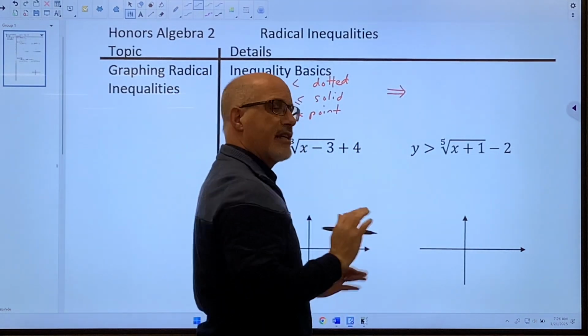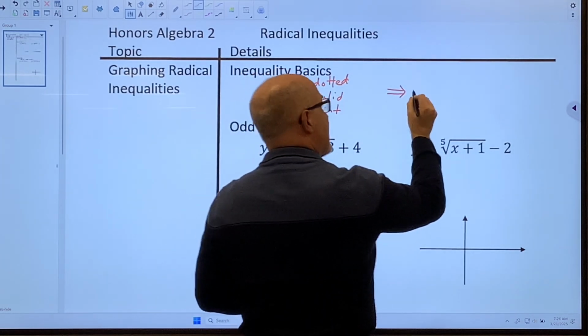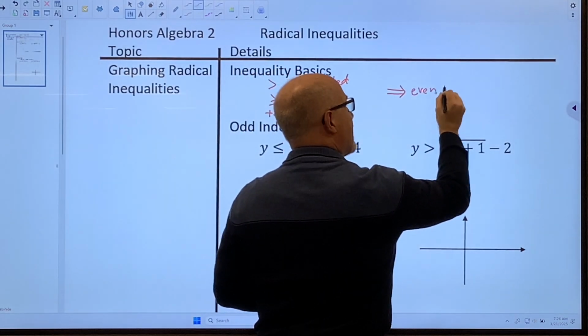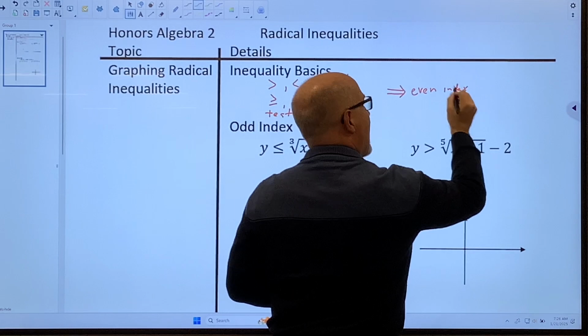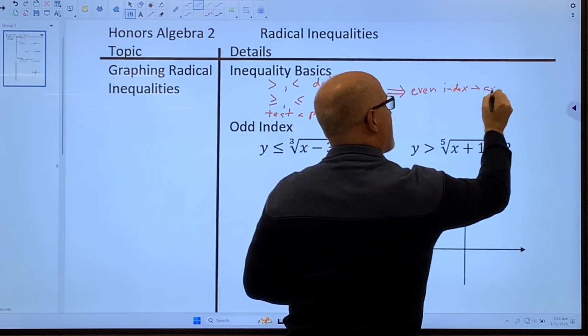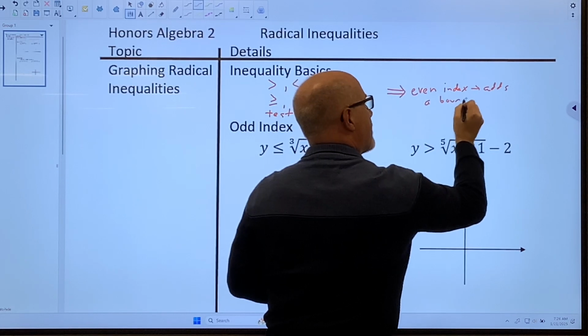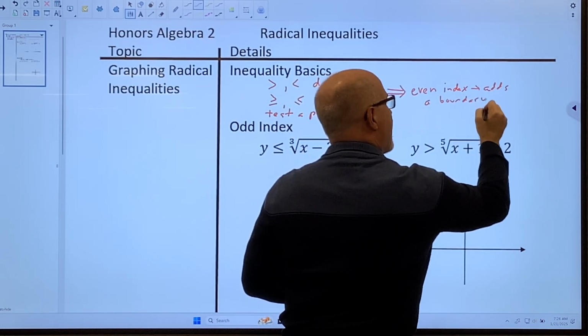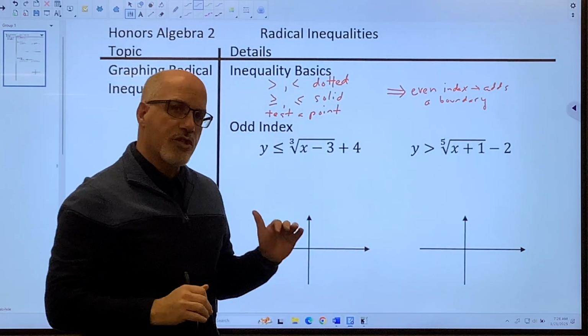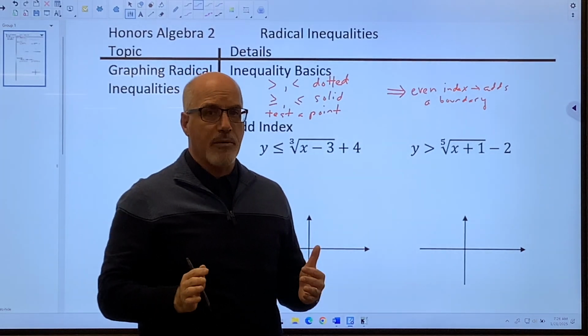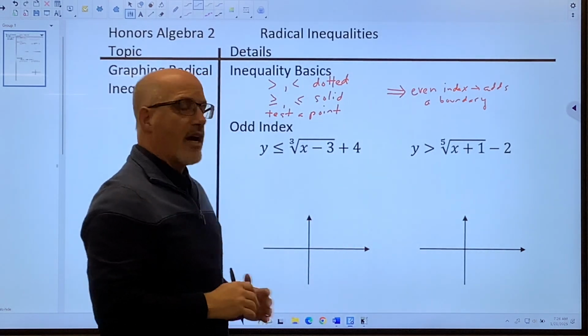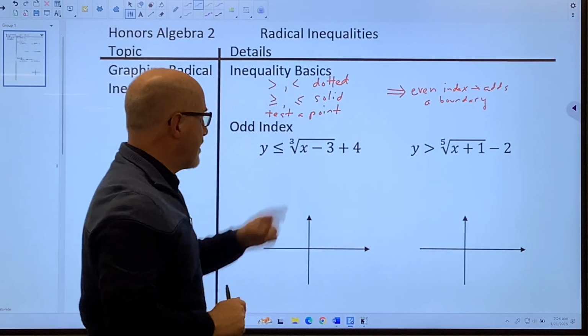Now there's one extra addition here that I want to make sure we emphasize in a couple places: when we have an even index, it adds a boundary. So we'll talk about that when we do the even ones. That's because the domain is restricted with the even index problems, and it's not with the odd index problems. So let's take a look at this first one.